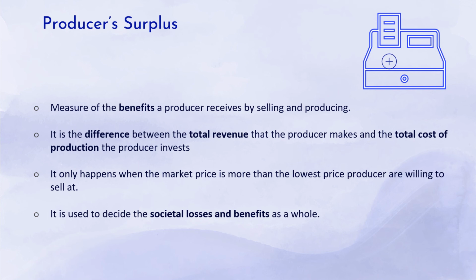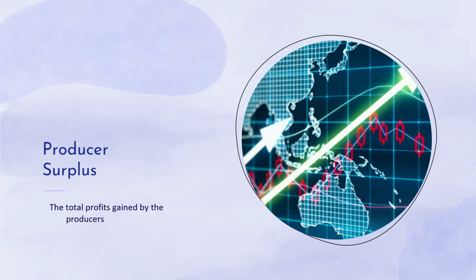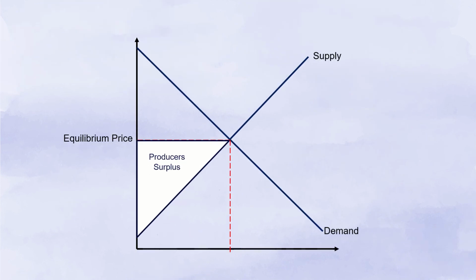So this societal benefits and losses will come in your A2 portion. For AS, not required as much. Just know this. All right, so this is your producer surplus. So the total profit gained by the producer is your producer surplus, basically.